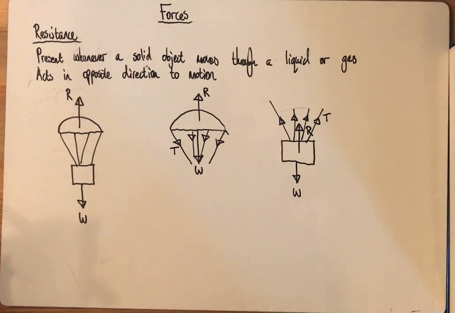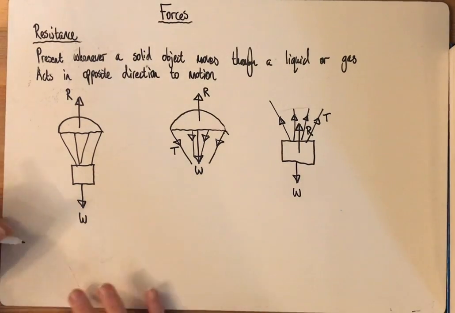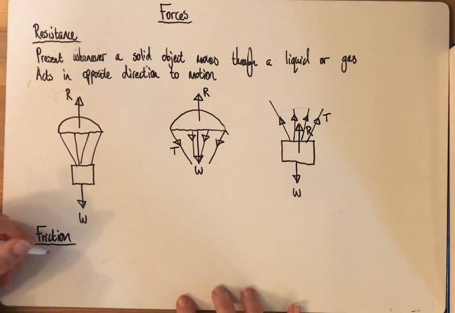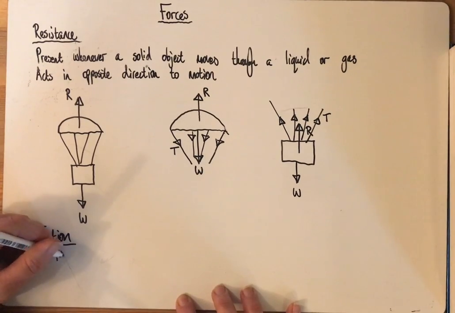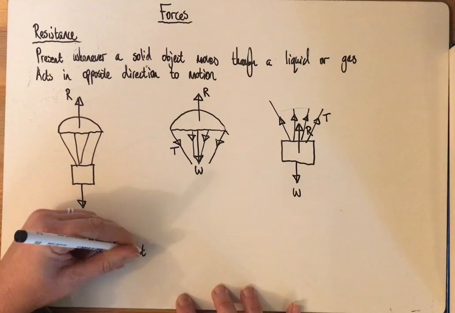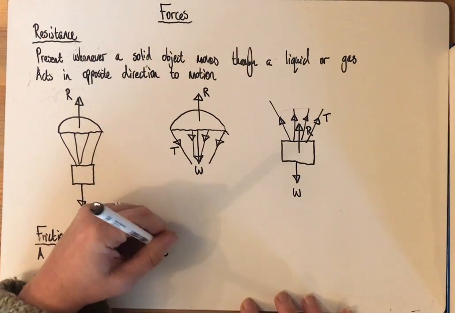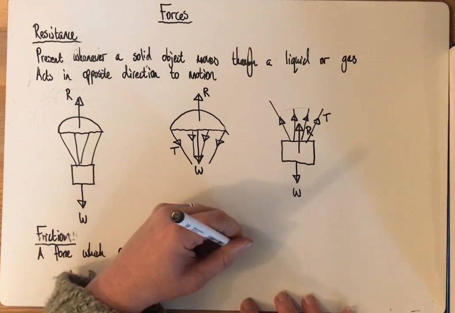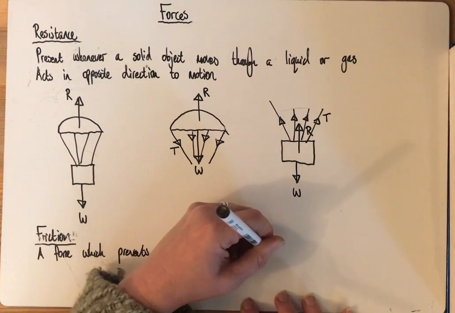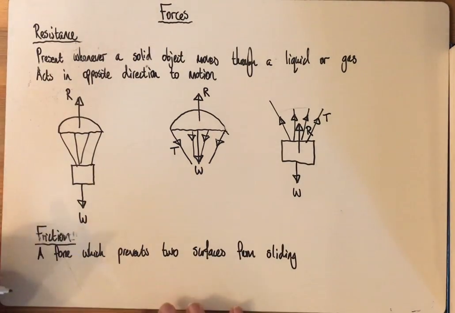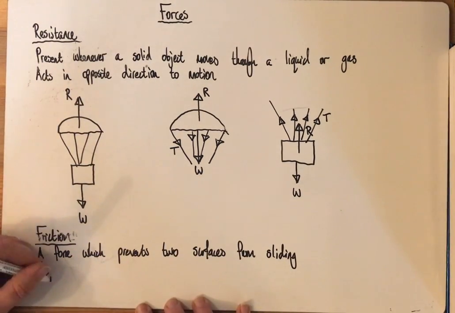I don't think we need to do too much on this one, but the other force to think about is friction, which I think is a bit more obvious. So this is a force which prevents two surfaces from sliding. And that will also oppose motion.